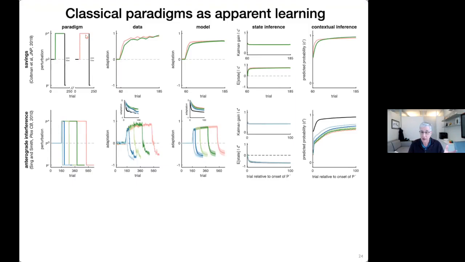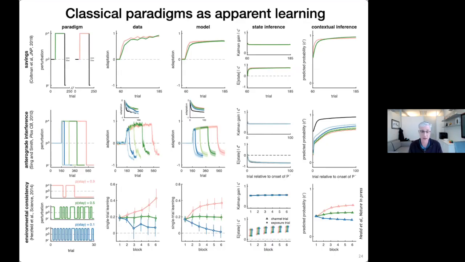Similarly, anterograde interference. The longer I experience P+, the harder it is to learn P-. It's all driven again by apparent learning. So this just shows if I learn P+ for a little time and then get a P-, I'm quick. But if I do P+ for a long time, then I'm slow. Our model captures that behavior. And again, there's no change in the learning rate or the states. It's all driven by the fact that the longer I experience P+, the less I'm going to believe that I'm going to go to another context and stay there.